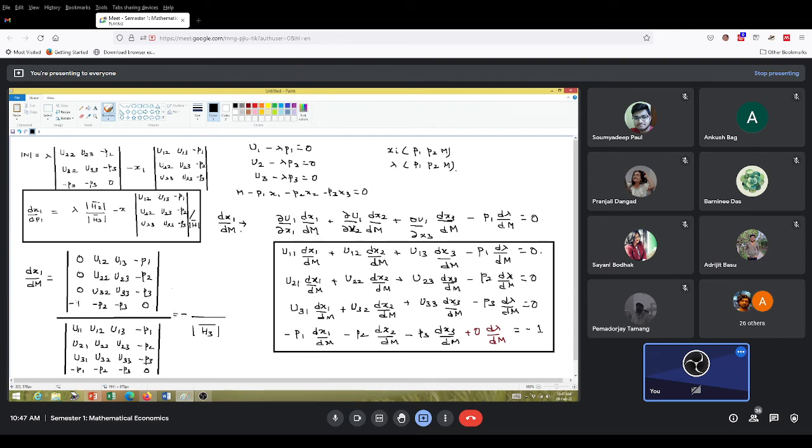So minus, okay, so that means I have to take this term. Okay, but is it minus? See, plus, minus, plus, minus. It becomes plus. And now what is the matrix? So U12, U13, minus P1, U22, U23, minus P2, U32, U33, minus P3.